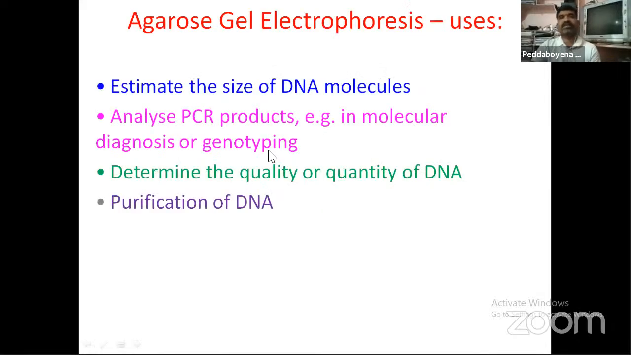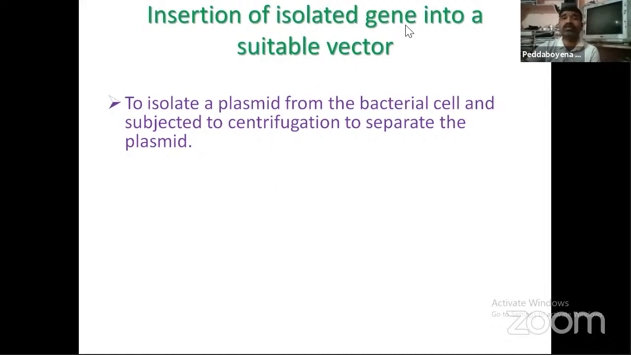So this is very, very important. The uses of agarose gel electrophoresis are: first, estimate the size of DNA molecules; next, analyze the PCR products, for example in molecular diagnosis or genotyping; next, determine the quality or quantity of DNA; and next, purification of DNA. So let us now look at insertion of an isolated gene into a suitable vector.